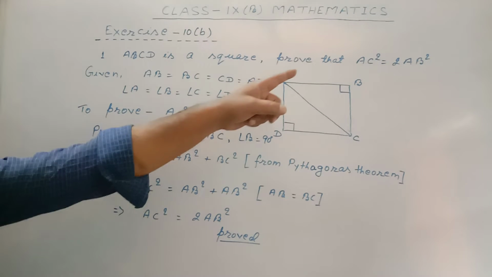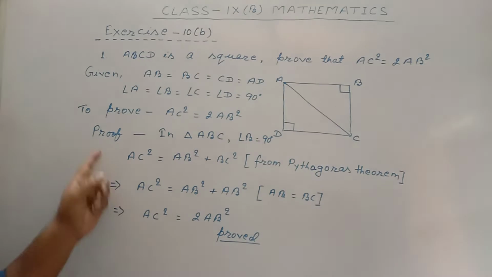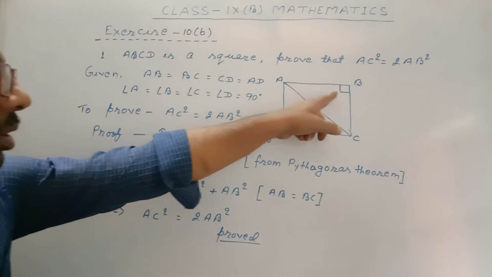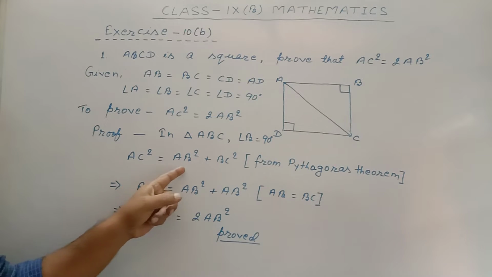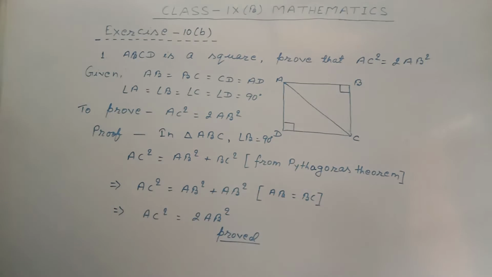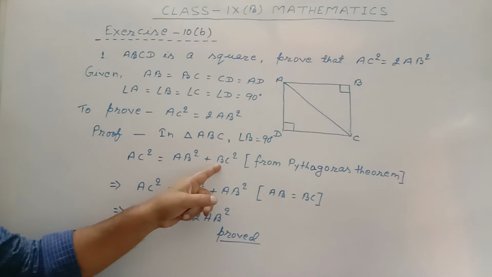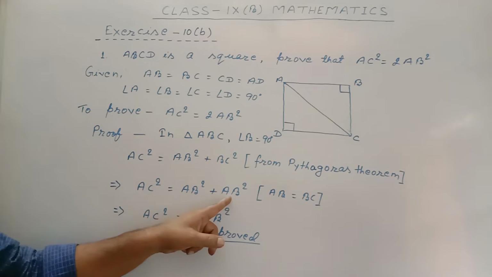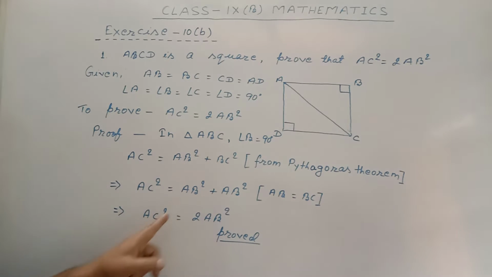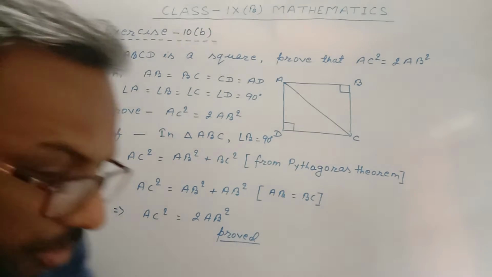To prove AC square equals 2AB square. Proof: in triangle ABC, angle B is 90 degrees. Therefore, AC square equals AB square plus BC square from Pythagoras theorem, as AC is the hypotenuse. AC square equals AB square plus AB square because BC is equal to AB. So in the place of BC square we can write AB square, as these two sides are equal. In this way we get AC square equals 2AB square. Proved.